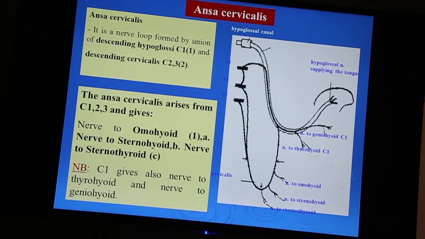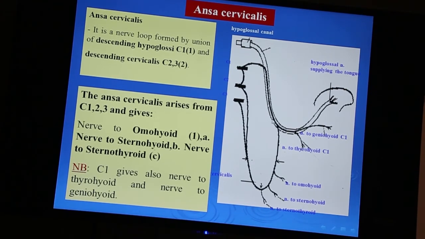Ansa cervicalis, which lies anterior to the sheath. It is a nerve loop formed by the union of the descending hypoglossal, C1, and the descending cervical. So it has two limbs: the descending cervical and the descending hypoglossal. This is the ansa cervicalis.